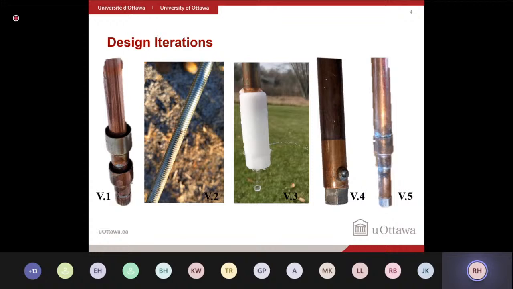There's a video embedded in the slide. I don't know if it'll play or not.